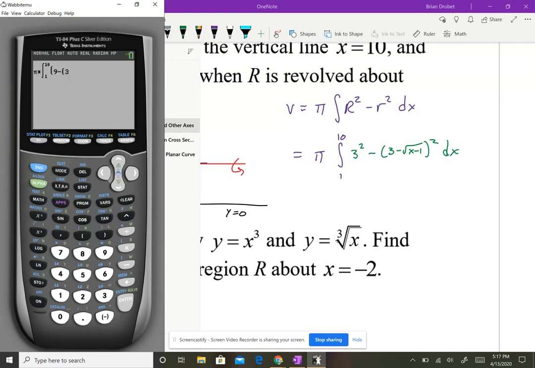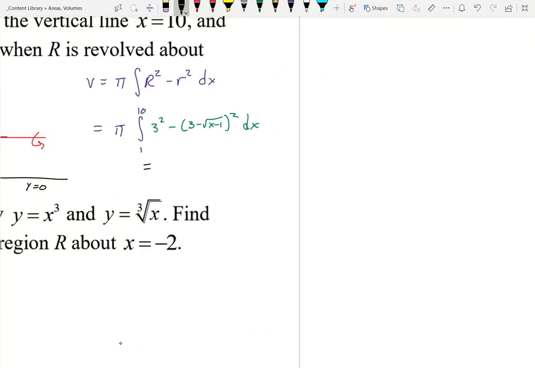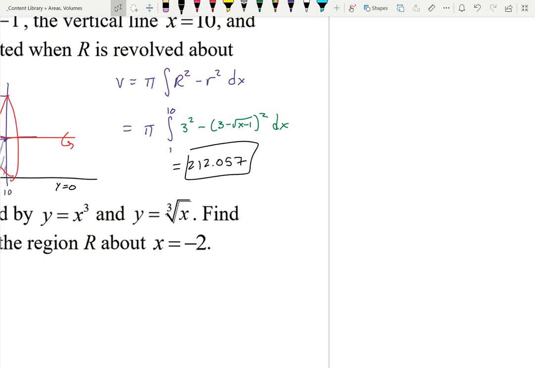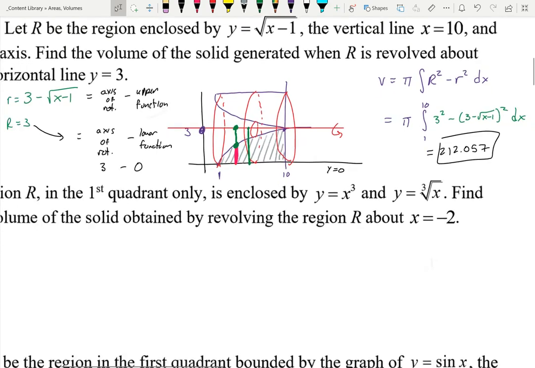Go ahead and hit enter, and we get 212.057 approximately. So 212.057. All right. Well, let's try another one.